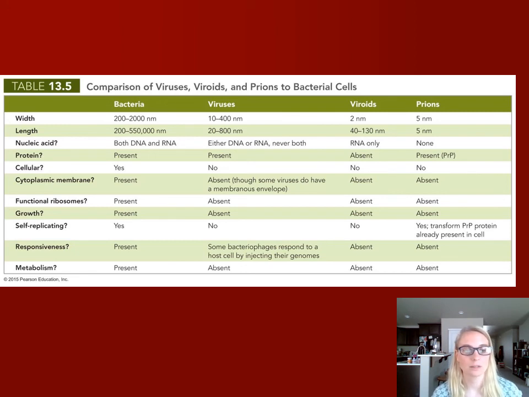Viruses, viroids, and prions as far as size, what kind of nucleic acid, if it even has any, cytoplasmic membranes, ribosomes, all of these characteristics we'd normally associate with living things. How do these new categories of infectious things compare?